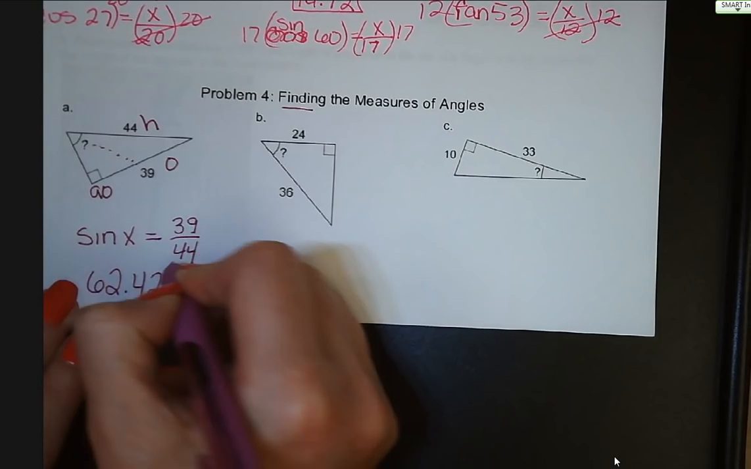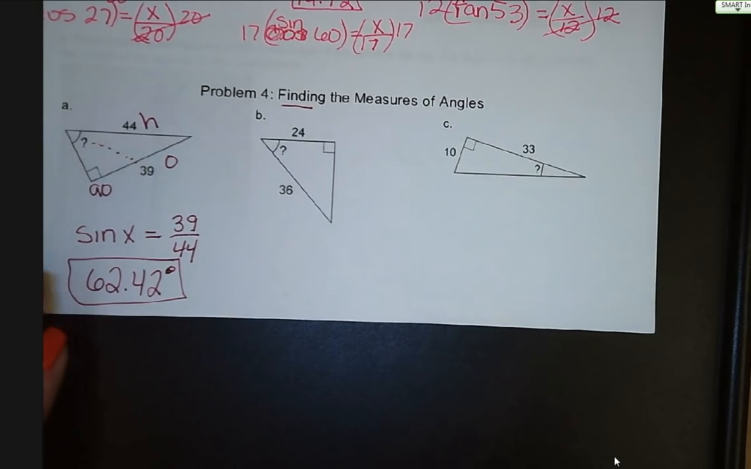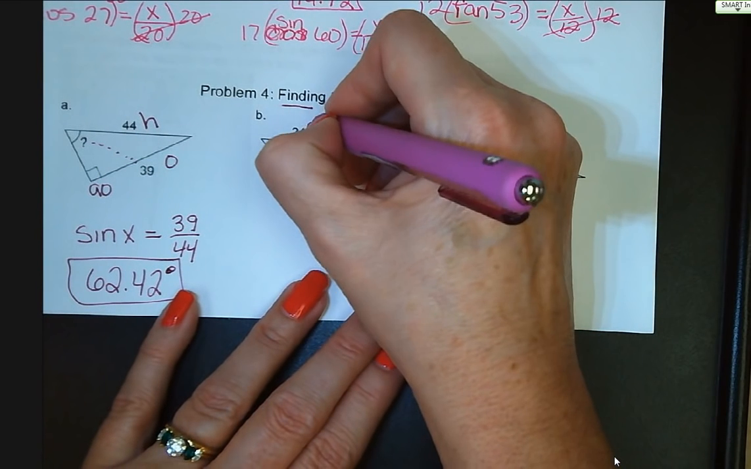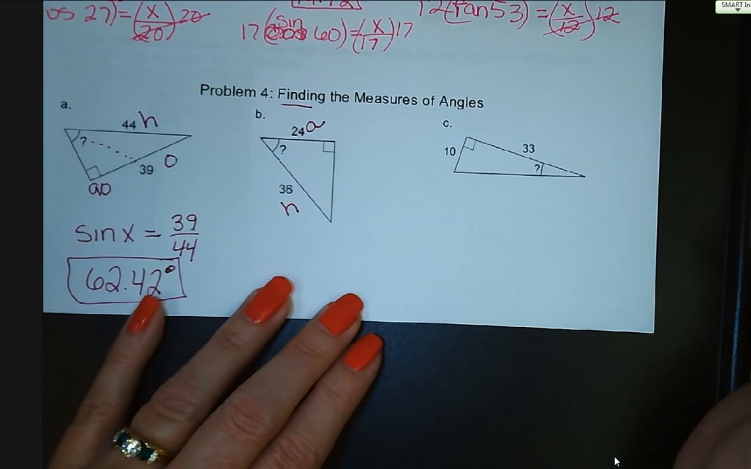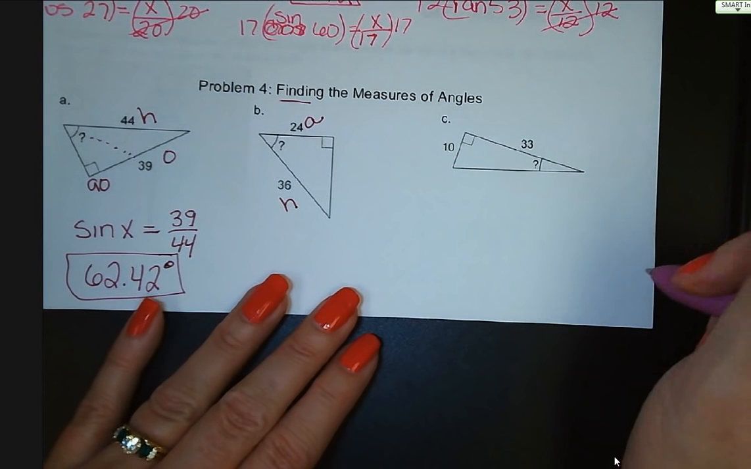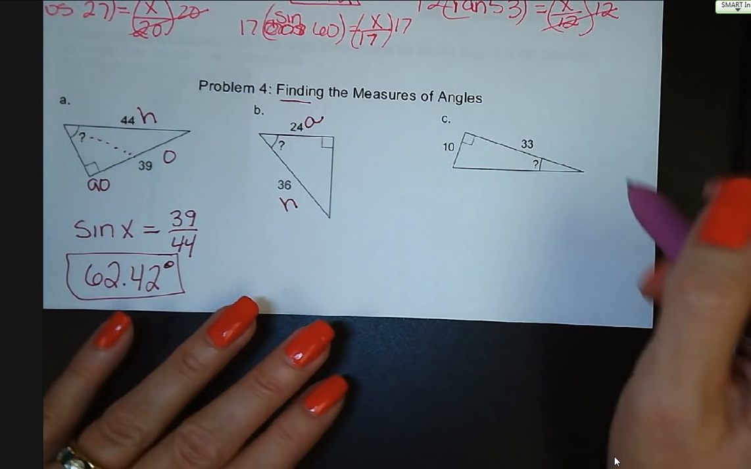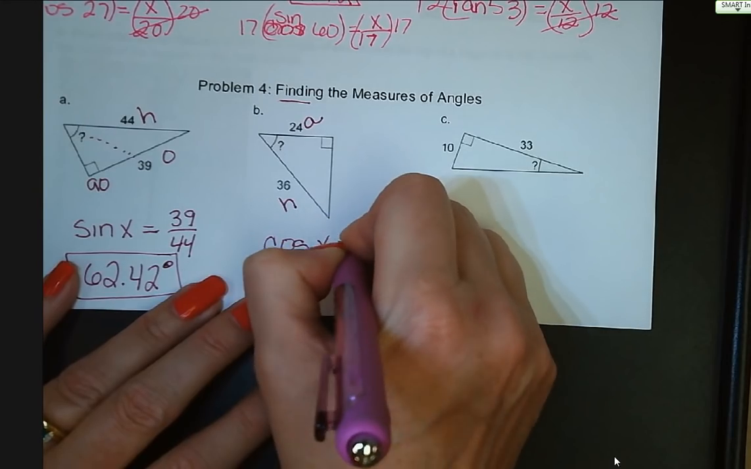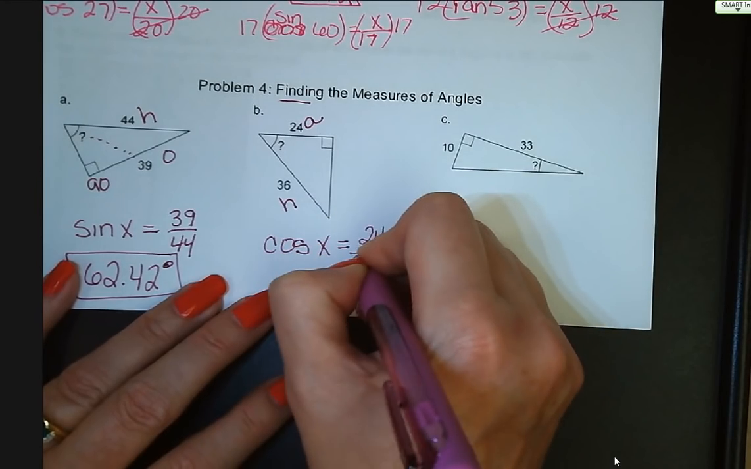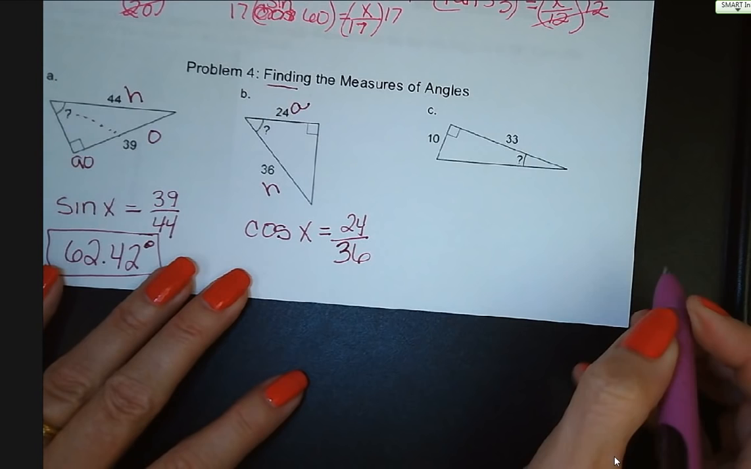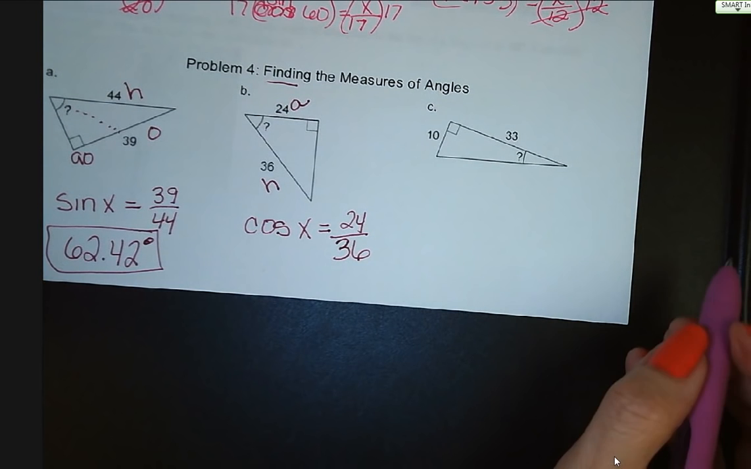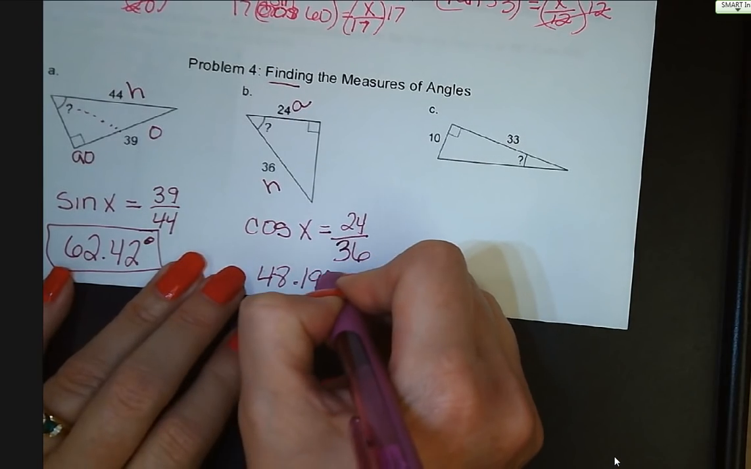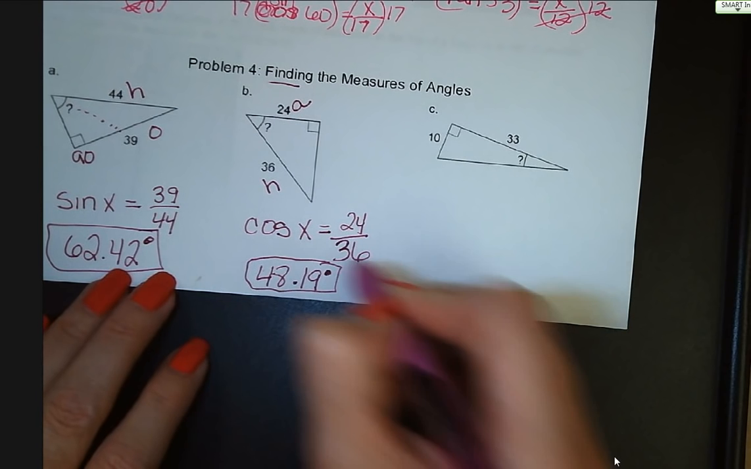Okay. So the key here, guys, is you just need to be able to set these up correctly. The magic blue box does all of the work for you. So, question mark angle for letter B, we have the attached and the hypotenuse, so it's going to be cos of x equals the attached 24 over the hypotenuse 36. When you use that inverse function, you get 48.19 degrees. Don't forget the degrees when we're finding the measure of an angle.